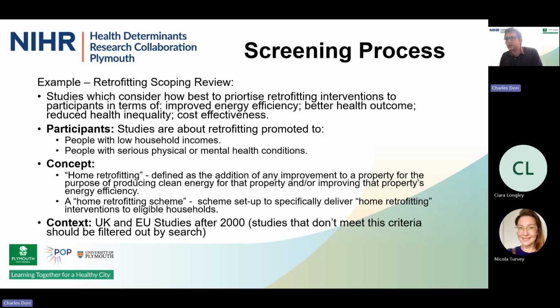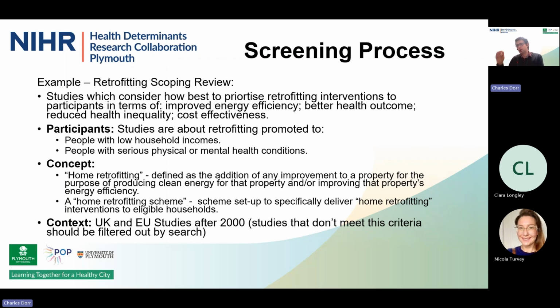So home retrofitting is defined here as improvements to improve energy efficiency or produce clean energy. And retrofitting schemes is defined as schemes set up to specifically deliver home retrofitting interventions. And you can see the importance of these aspects of the inclusion criteria in the screening process, and that you will find quite a lot of studies about retrofitting which are about retrofitting buildings rather than about residences. So it's important to have these sorts of inclusion criteria and exclusion criteria to make sure you don't end up including those.